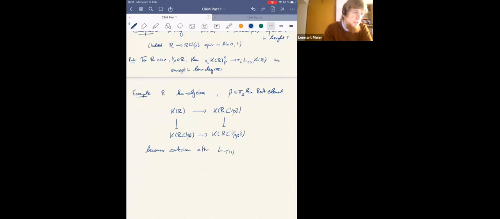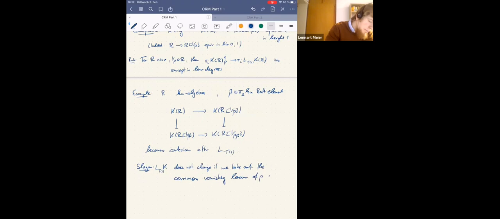So the slogan would be: K, in this case T1 localization of K theory, does not change if we take out the common vanishing locus of P and beta. Okay, so this might only make sense if you have some algebraic geometry picture in mind.